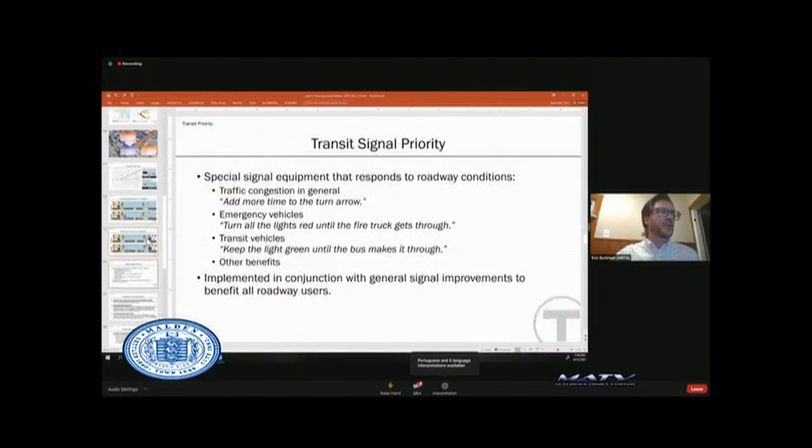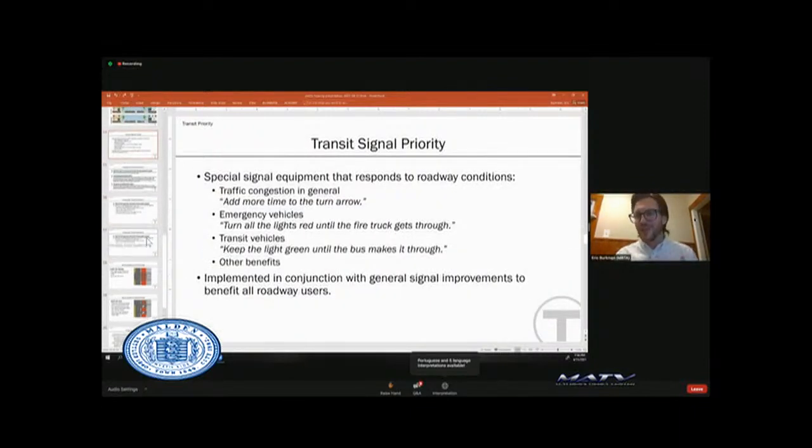One thing I didn't mention is transit signal priority. There's not a visual on this page because one of the things that people like about transit signal priority is it's pretty much invisible. It just works in the background. So some things that a signal will do if it's enabled with transit signal priority is it can respond to traffic congestion. So it can sense the queue and say, I need to add more time to this arrow to let more cars through. It can sense an emergency vehicle. It can say, oh, there's a fire truck coming. Let me turn all the lights red, or let me make the lights in this direction green to get the traffic out of the way.